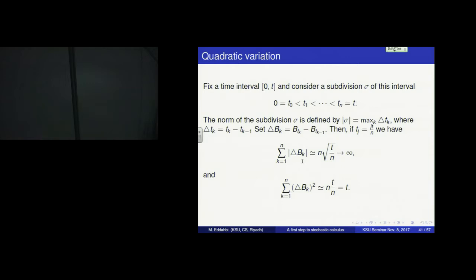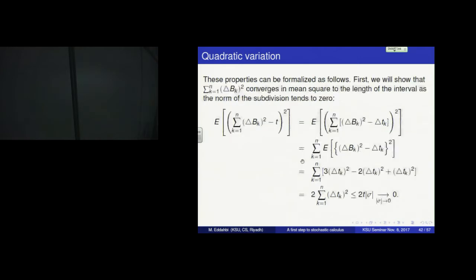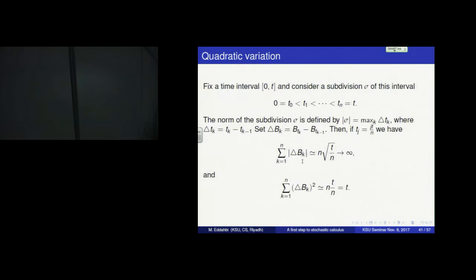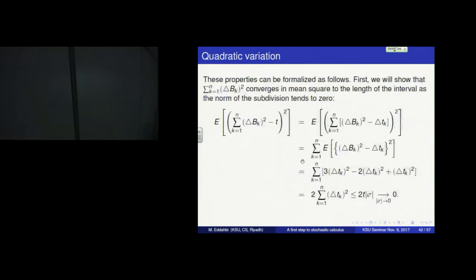In order to get the bounded variation. But for the quadratic, I will define what this means, the quadratic variation. Does this limit exist? So to see if this is really true, this is the intuition, right? But we will prove if this is really true.